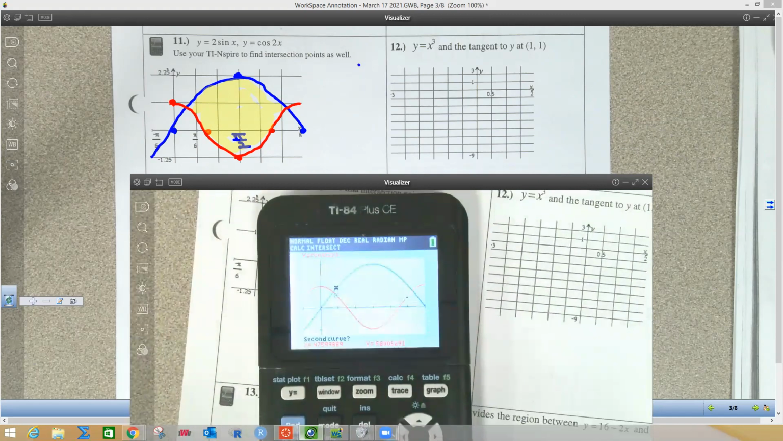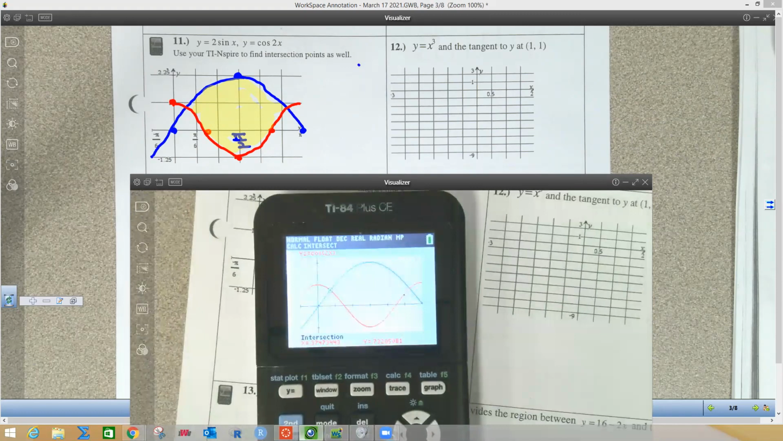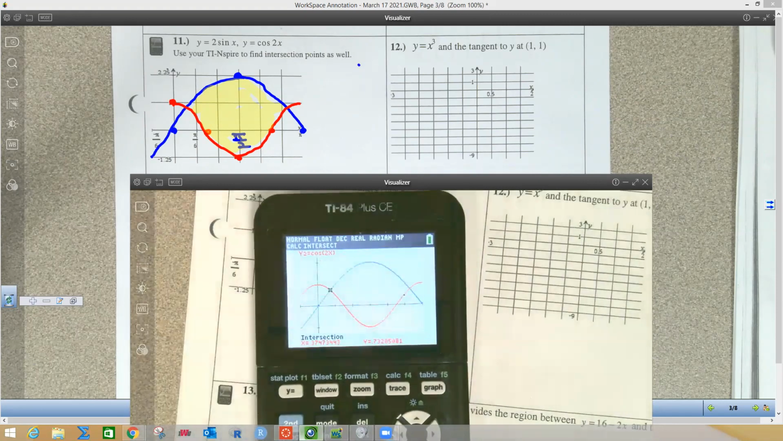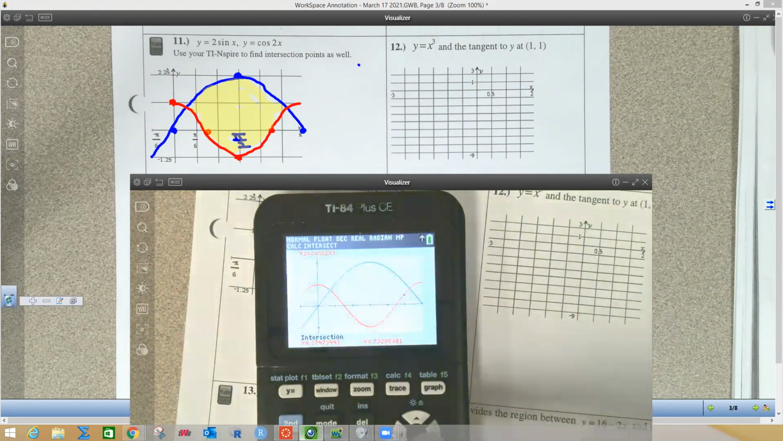So the sine one, enter, the red one, are those the two you want? Yes, you hit enter, and then enter a third time, and that little x value there that says 0.37473443, that's my intersection. I'm going to save that on my calculator.